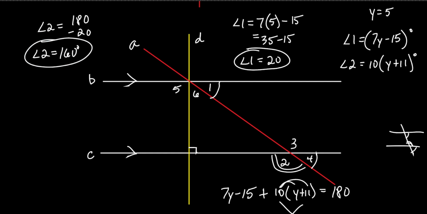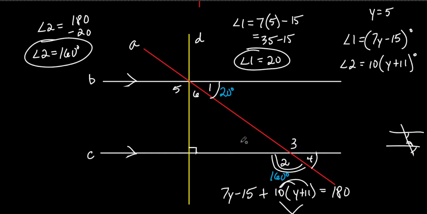Tell you what, let's put these in another color. So what did we say angle 1 was? 20 degrees, right? And angle 2 was 160. Does that make sense for angle 1 to be 20? Yeah, it's an acute angle, right? And so, yeah, it definitely makes sense.